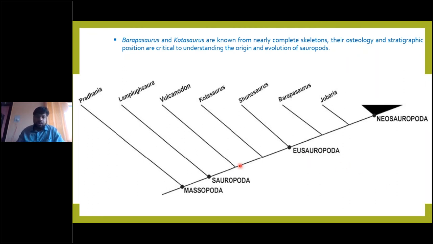When we put the cladogram, or the hypothetical family tree, we can see that in the Sauropoda node we have Lamplugsaurus, and just before the sauropod group, which does not include sauropods but does include Sauropodomorpha, we have Prathania. Kotasaurus is somewhat more primitive as compared to Barapasaurus, and both were basal sauropods. They were not neosauropods like Diplodocus, Brachiosaurus, and Camarasaurus, but very basal. That is why they are very important for understanding the evolutionary path of dinosaurs.